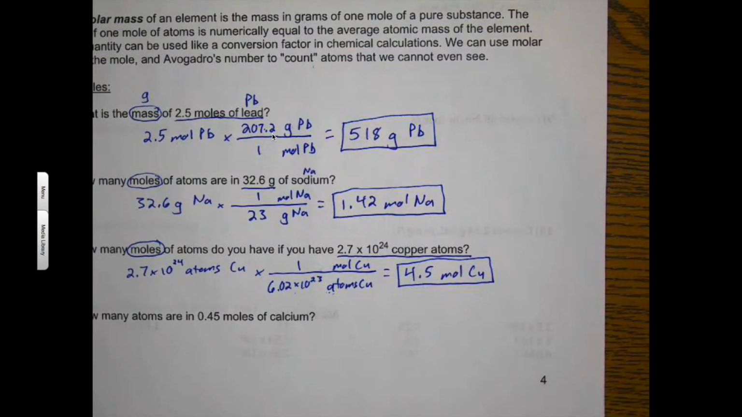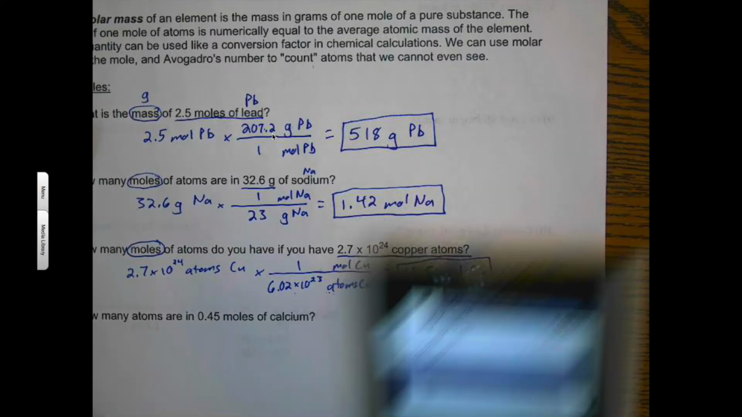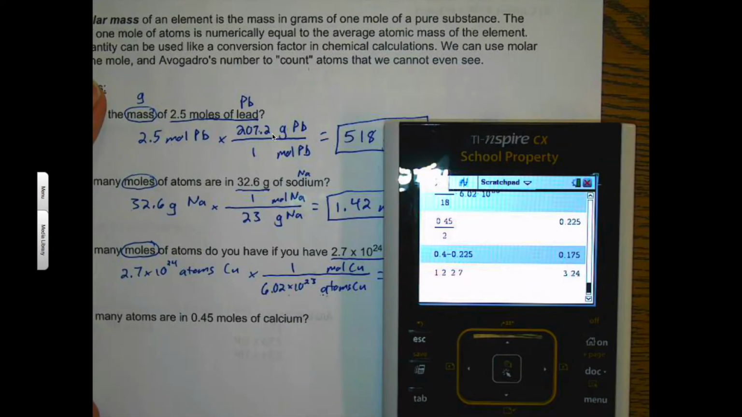Here's the Inspire, in case you've got one. Here we go, it is 2.7. And then I'll do times 10 to the 24th. And then I will divide, and then I will put it in parentheses, 6.02 times 10 to the 23rd.